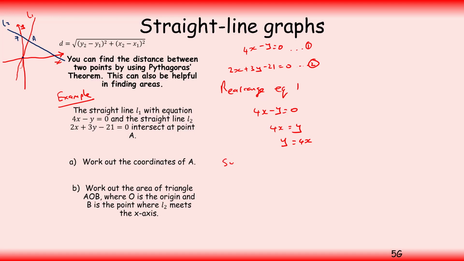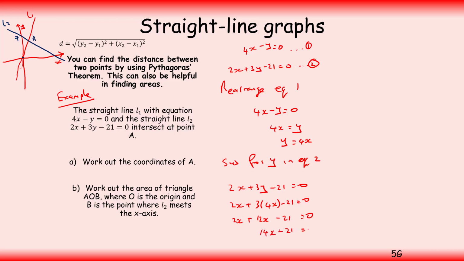So let's write that down. Sub for y in equation 2. Now equation 2 is 2x plus 3y minus 21 equals 0. So when I sub for y, I got 2x plus 3 times 4x minus 21 equals 0. So that means 2x plus 12x minus 21 equals 0, or 14x minus 21 equals 0.